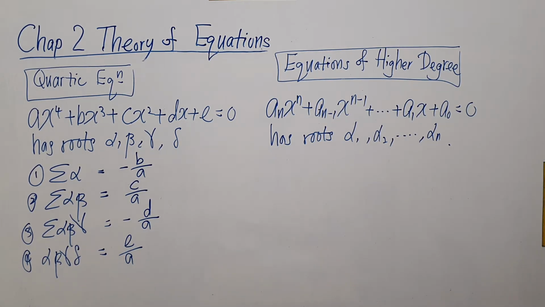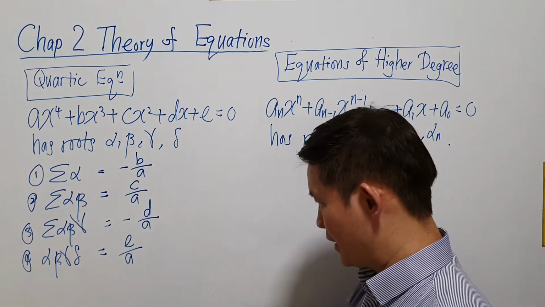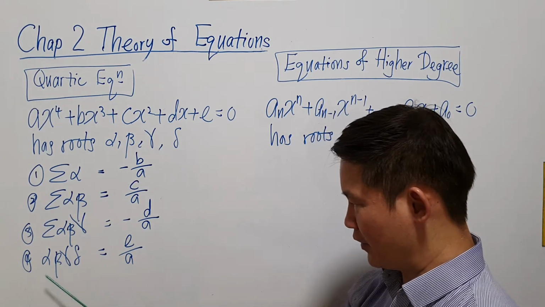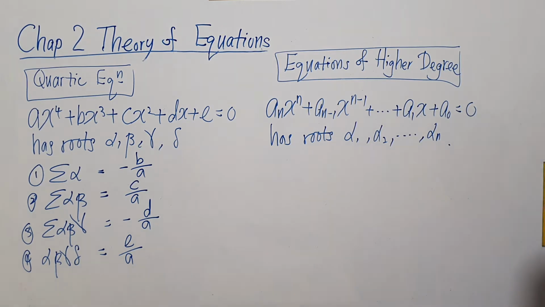For the case of cubic, which is degree 3, right? The product of the 3 roots alpha, beta, and gamma is minus d over a. And for now degree 4, the product of all the roots, okay? The product of all the roots, you have a positive e over a. Right, so this is the case for degree 4.